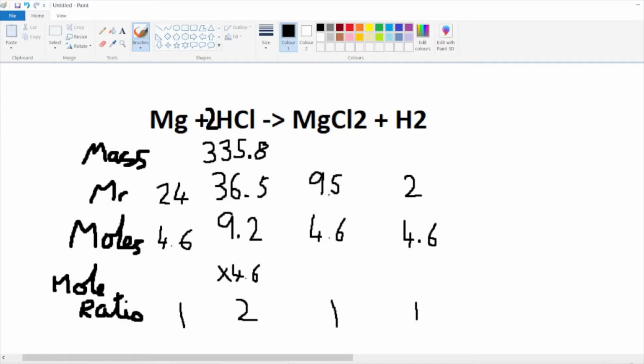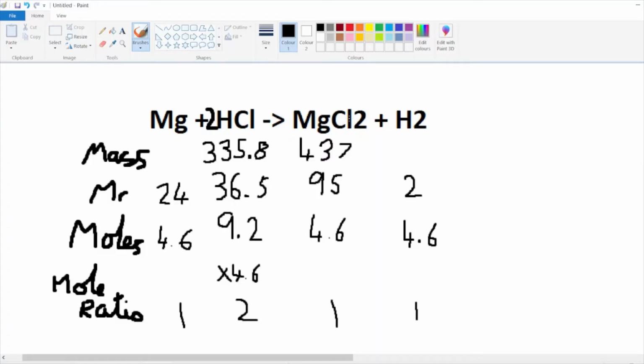So again, we can use our one single life-saving equation. Moles is mass divided by relative formula mass. We've got to rearrange it to find out that moles times relative formula mass equals the mass. So if we multiply these two together, we find out that if we put in 335.8 grams of hydrochloric acid, we're going to get out 437 grams of magnesium chloride.